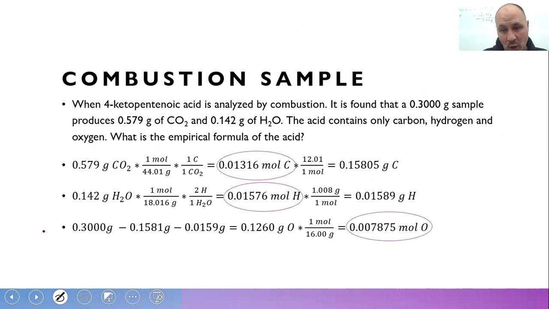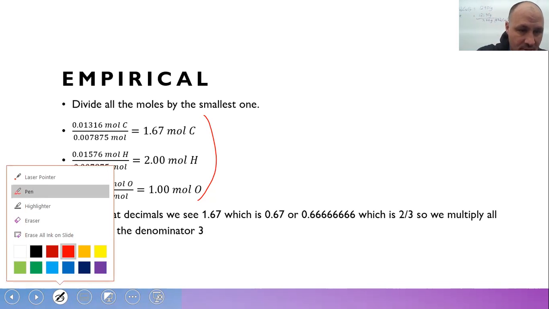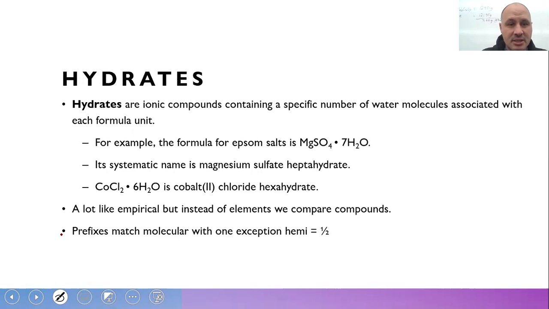And then we can find our moles. We divide them all by the smallest, and occasionally we do have to multiply. If these all came out as whole numbers right here to begin with, we wouldn't have had to do any multiplication. It would have been super simple. Not a big deal.